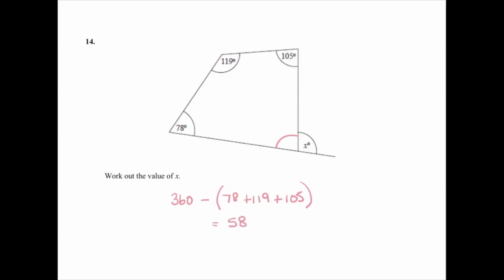It doesn't matter how you do it. You can add that up first, take the total away, whatever works, okay? Now, on a straight line, 180 degrees, take away the 58 that I've just worked out for that angle there, and I've got X as 122 degrees.